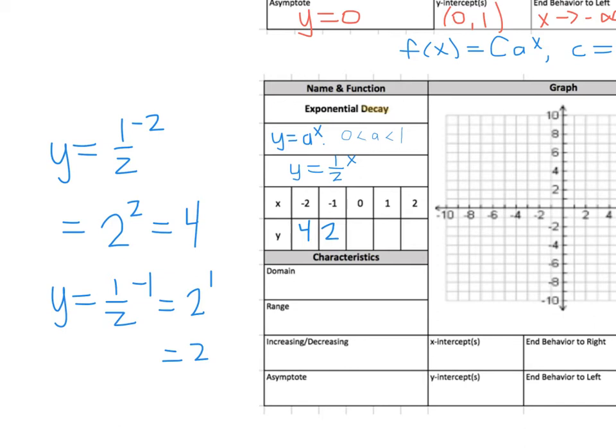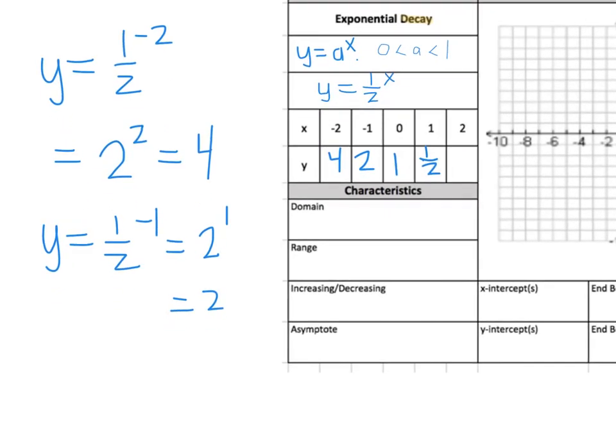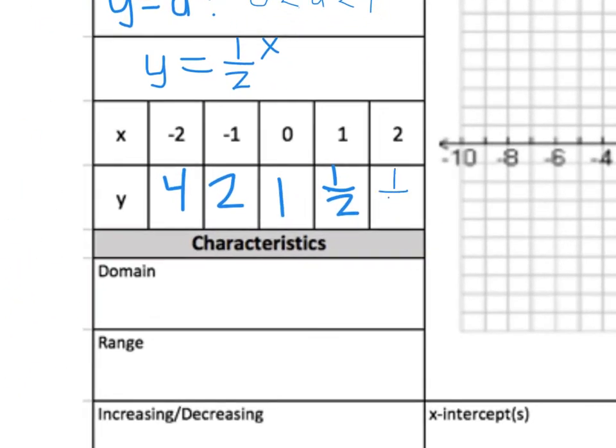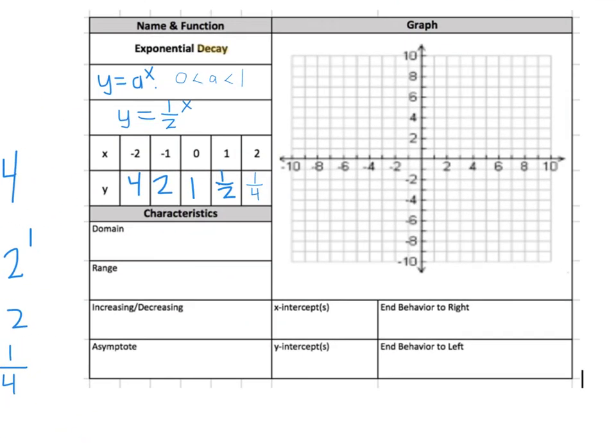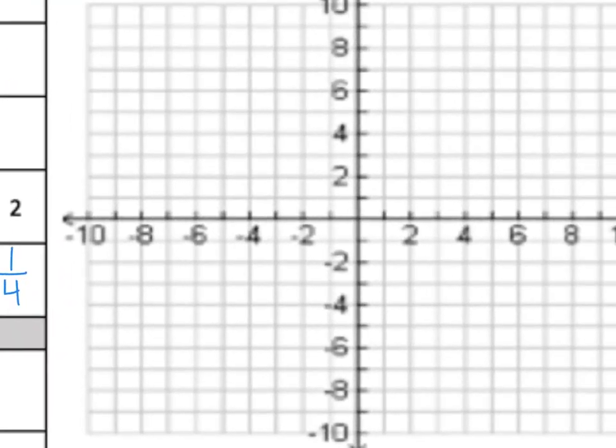If we plug in a 0, 1/2 to the 0 is just 1. 1/2 to the 1 is 1/2. And if we let x equal to 2, we get y equals 1/2 squared, which is 1/4. Okay, now let's plot those points. We're going to have -2, we get 4, -1 we get 2, 0 we get 1, 1 we get 1/2, and 2 we get 1/4.